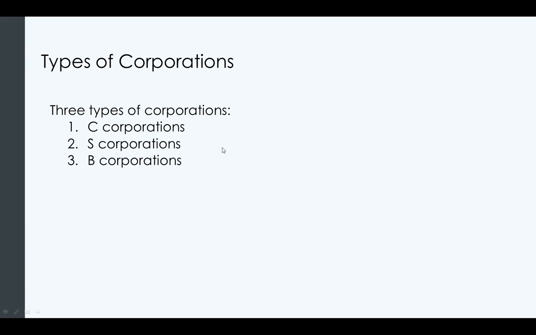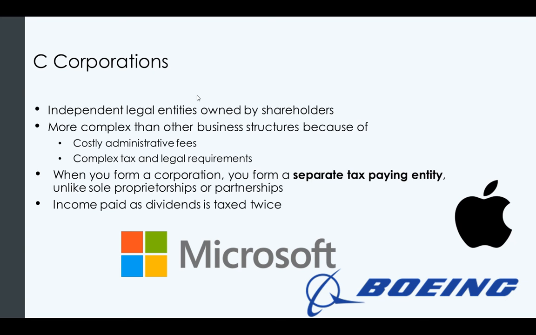There are three types of corporations: C corporations, S corporations, and B corporations. C corporations are independent legal entities owned by shareholders or stockholders. They're more complex than other business structures because in order to establish and operate them, they have their own administration fees. Bigger corporations have their own bureaucracy, just like a government, with paperwork and administrative personnel. And then complex tax and legal requirements, because they obviously require a lot more paperwork to set up articles of incorporation. They have their own special taxes because they have the benefits of an individual person. They also have to pay taxes like an individual person, often referred to as the corporate tax.